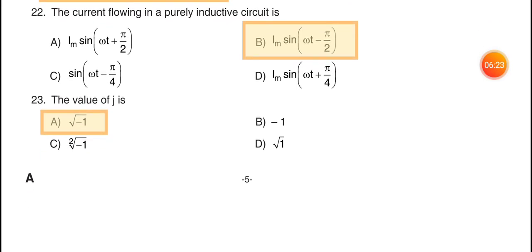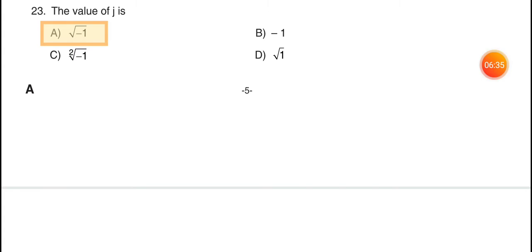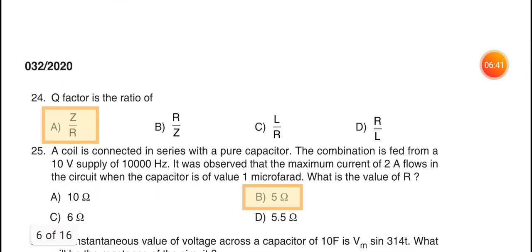22. The current flowing in a purely inductive circuit is. Option B, Im sin(ωt − π/2). 23. The value of j is. Option A, root of minus 1.